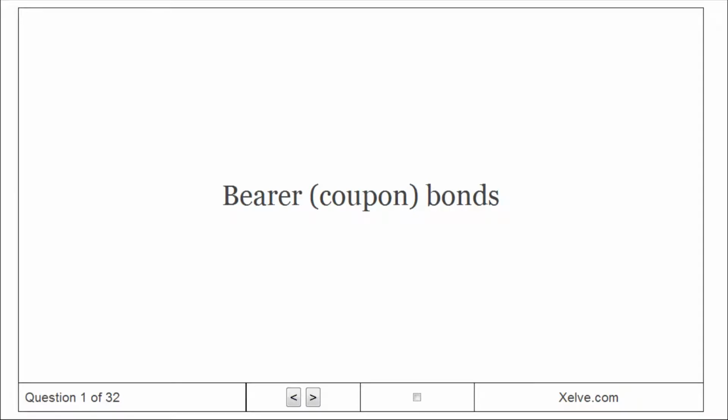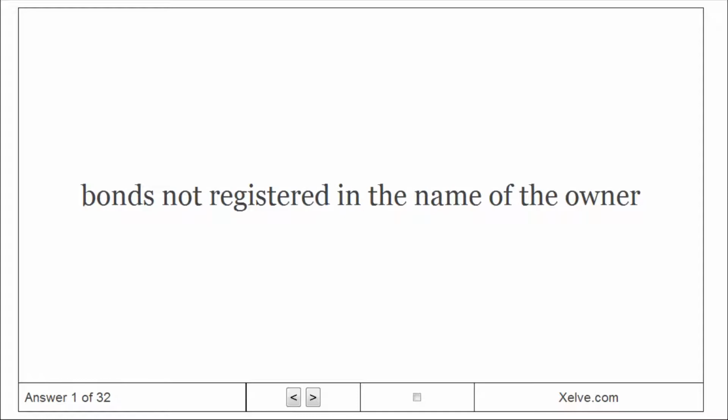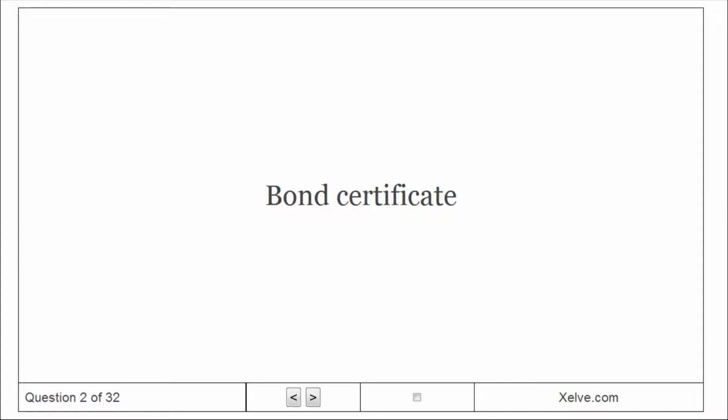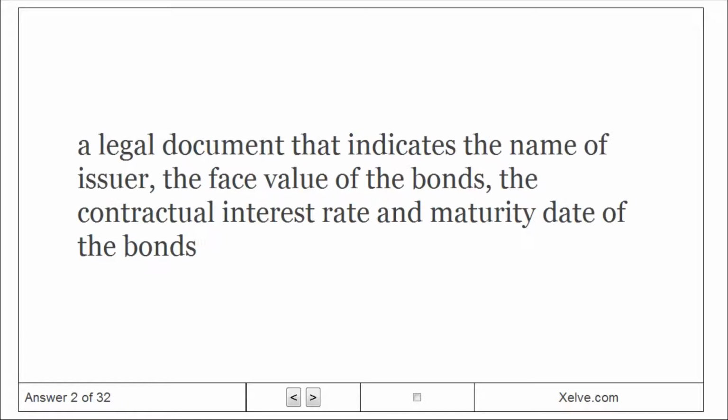Bearer bonds. Bonds not registered in the name of the owner. Bond certificate. A legal document that indicates the name of issuer, the face value of the bonds, the contractual interest rate and maturity date of the bonds.